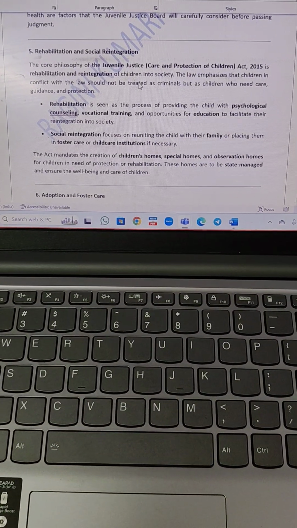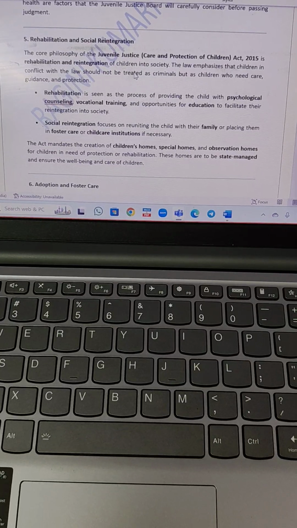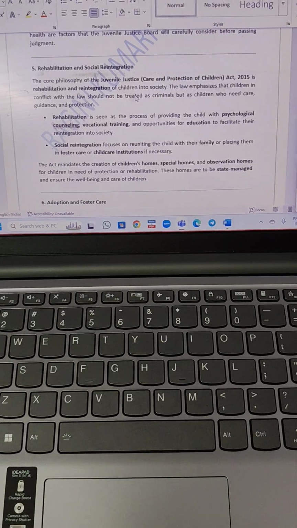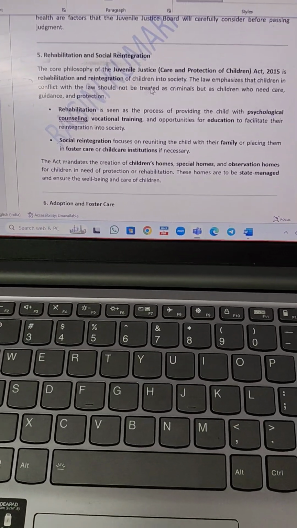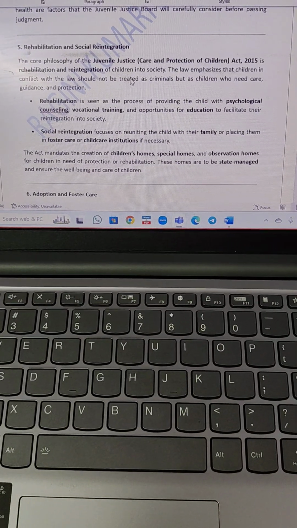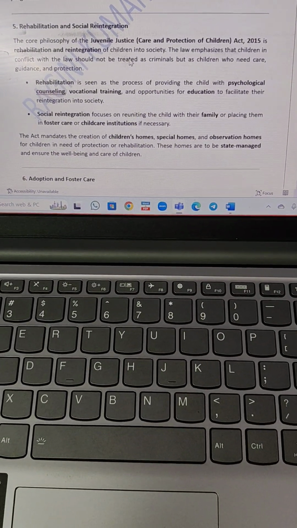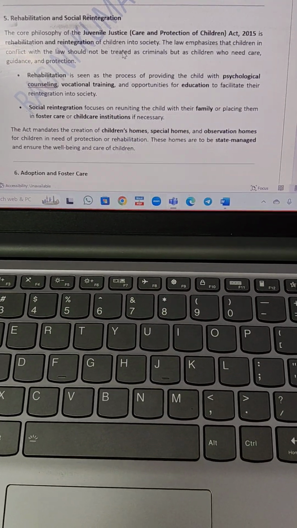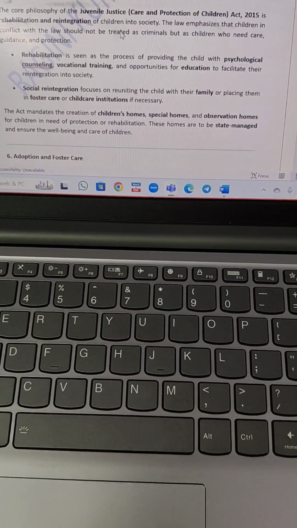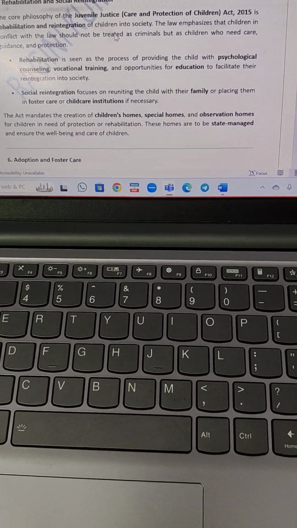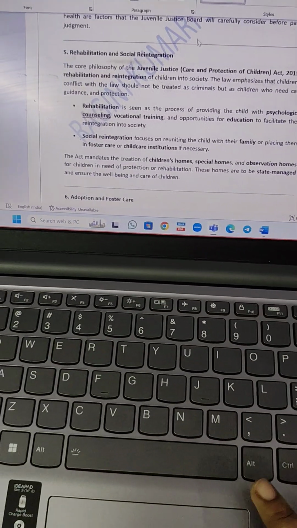Now, social reintegration focuses on reuniting the children with their family and placing them in foster care or a child care institution if necessary. So this Act mandates the creation, underline, this Act mandates the creation of children's homes, special homes, observation homes for children in need of protection or rehabilitation. These homes are state managed, please underline. So these homes are state managed and ensure the well-being and care of the children.